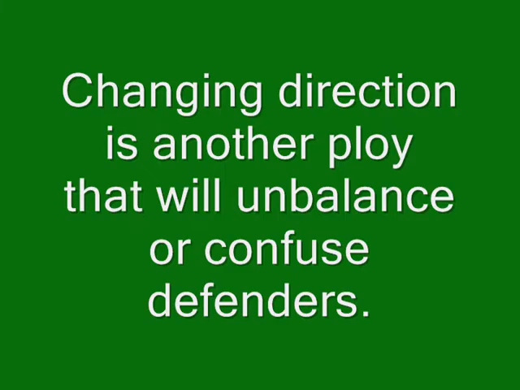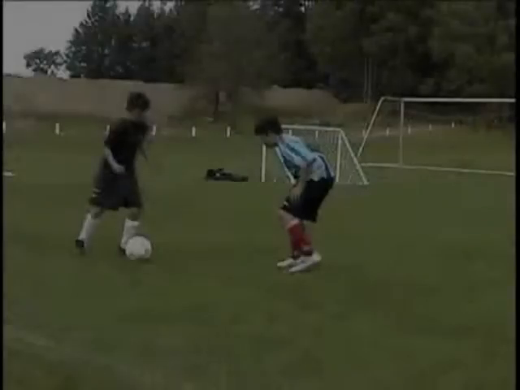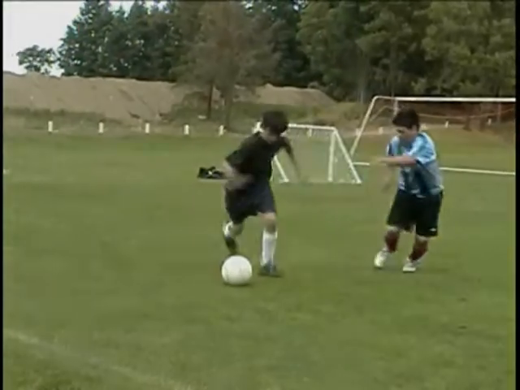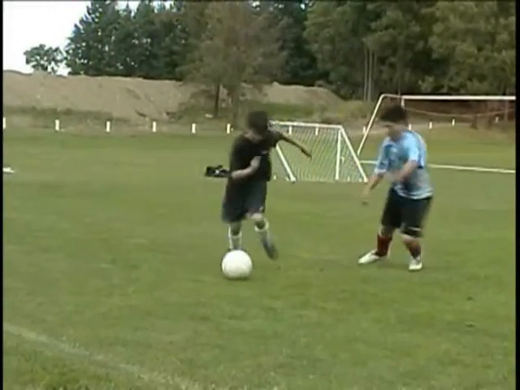Principle number 2. Change of direction. Changing direction is another ploy that will unbalance or confuse defenders. Going inside then out gives that opportunity of getting past the player. So he's gone in and out, and by doing so has unbalanced the defender, but there are different ways of doing this. In and out, or maybe out and in.